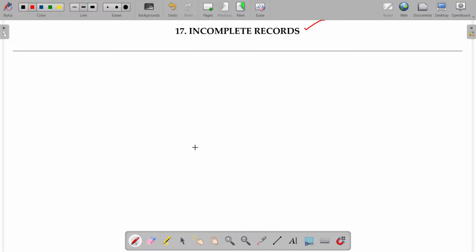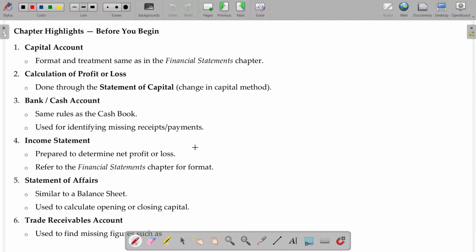Let's start with incomplete records. Before you begin to solve the illustrations from this chapter, you had better know some other concepts also. Predominantly, the fifth aspect is a difference. You have to concentrate on incomplete records. The rest of the things are from the other chapters.